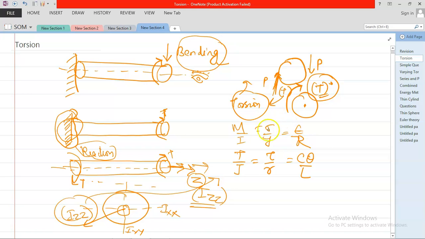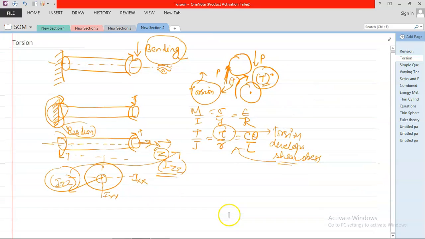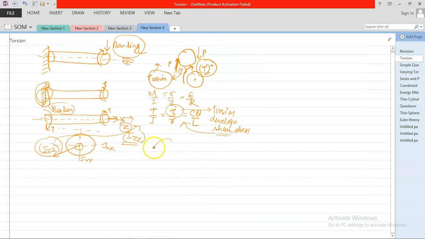Now what is tau? That is the shear stress developed in the body. So we found that torsion develops shear stress, and this shear stress is at what location? At location R from the center. If this is your circle, then at any distance R, at every point on the circle the same shear stress is developed.